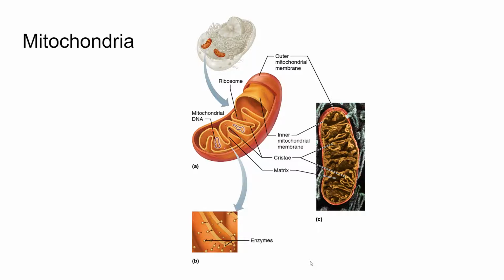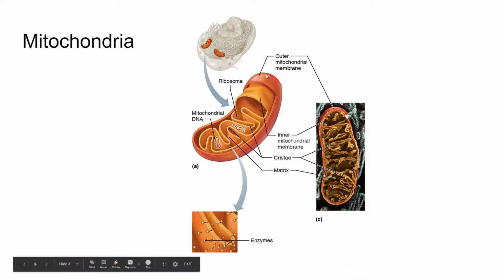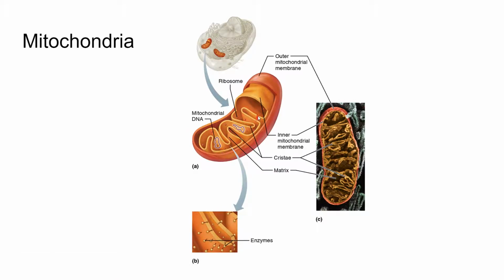A couple things about mitochondria: they have a double membrane. As you can see here, you have this dark orange membrane and then the light orange membrane that's all folded up on the inside, which gives that organelle lots of surface area. And mitochondria also have their own DNA, and they have their own ribosomes as well. And so they act and reproduce independently of the rest of the cell.